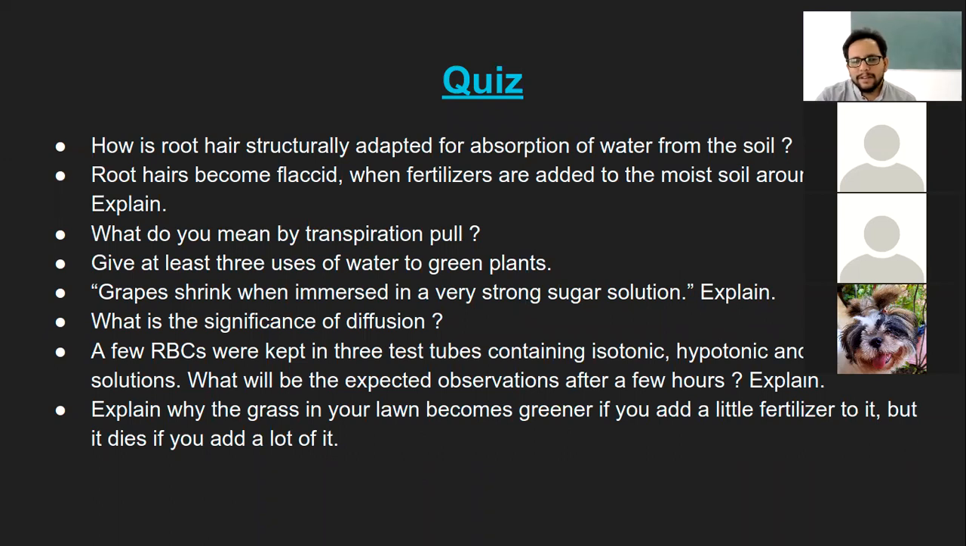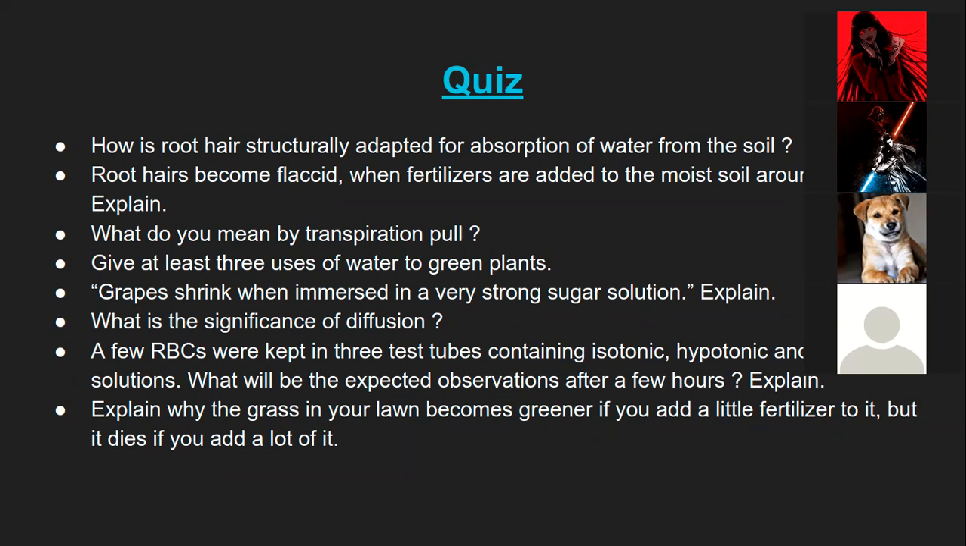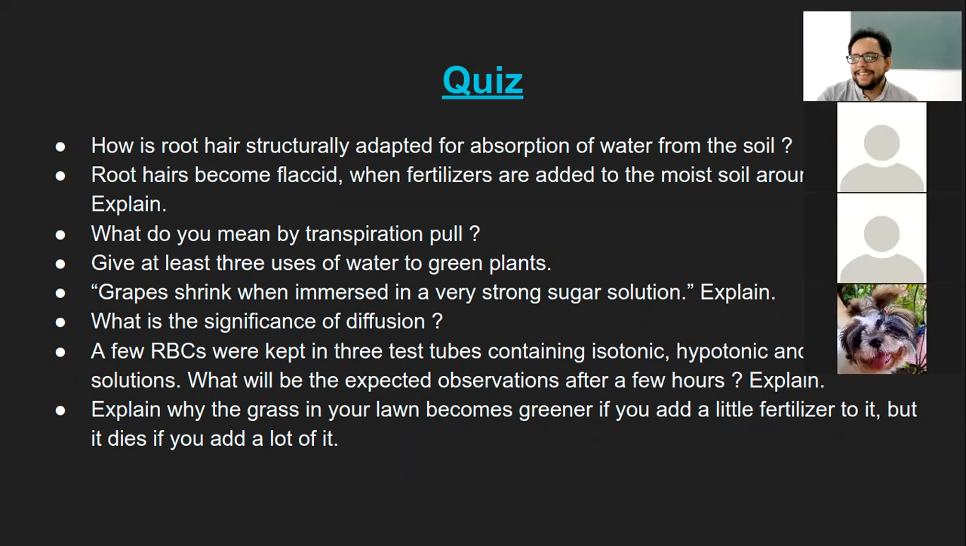Maybe Yati. Yati? Yes, sir. Can you answer this question? Grapes shrink when immersed in a very strong sugar solution. Okay. Can I think about it? Yeah, sure. Okay, give me 10 seconds.